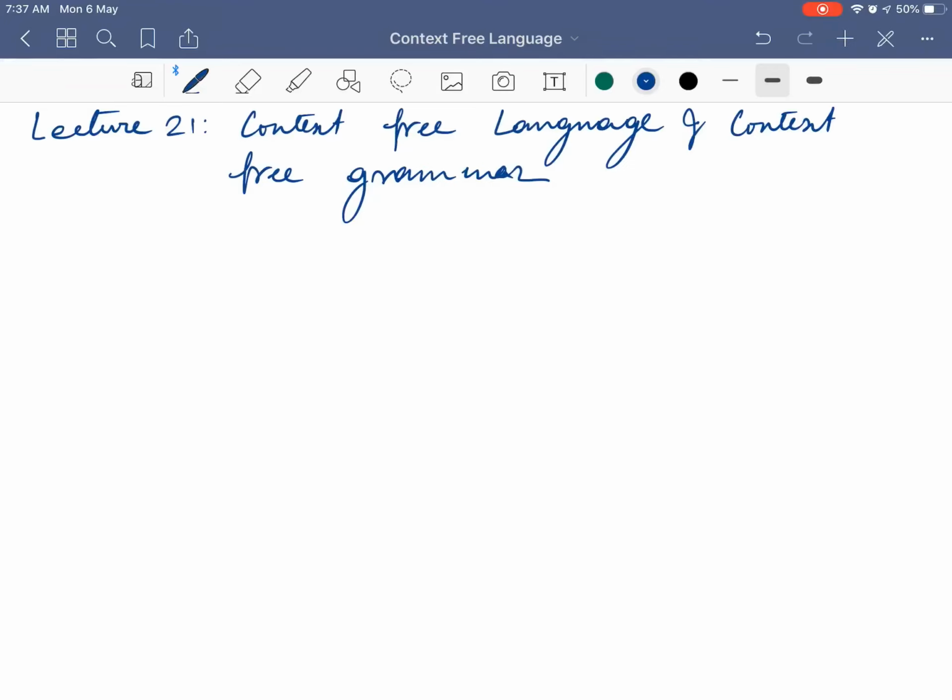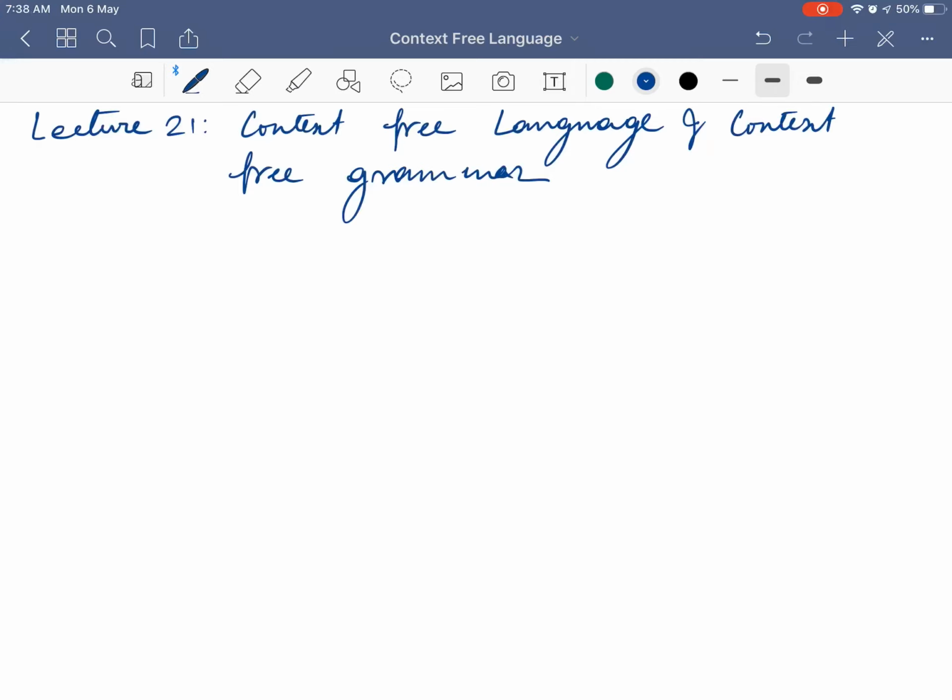So, in this lecture we will discuss context free language and context free grammar. Earlier we have seen that the regular languages, and also from the Chomsky hierarchy we have seen that the regular languages are context free languages also, but all the context free languages are not regular. How to identify whether a language is context free or regular?